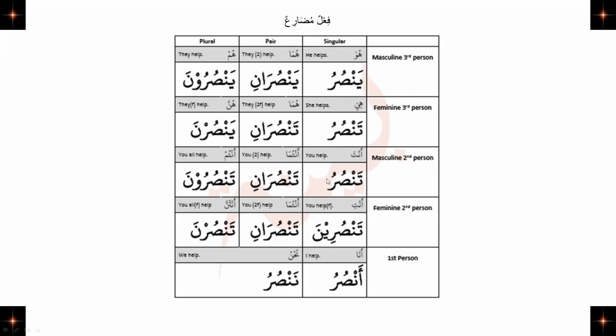Ta and nothing here. So tansuru, anta. This ta is not only a sign for mudhari, it's also a sign for anta. Tansurani, ta and ani, antuma. Tansuruna, ta and una, antum. Anti, tansurina. This is very, very important and very, very unique. This ina is especially for anti. Anti tansurina, anti ta'kulina, anti tazhabina, anti tatakallamina, anti tanamina.